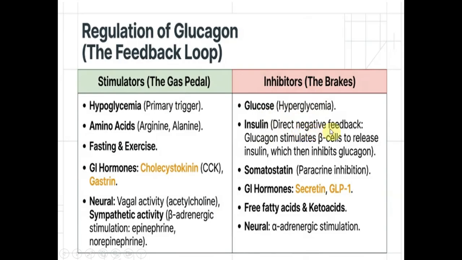So this is the inhibitor of glucagon, and insulin. It has got the direct negative feedback, and glucagon stimulates the beta cells to release insulin, which then inhibits glucagon. And this is a very interesting fact. Somatostatin is the paracrine inhibitor, and the GI hormones secretin and GLP-1, free fatty acids and keto acids, and neural alpha-adrenergic stimulation are the inhibitors of glucagon.